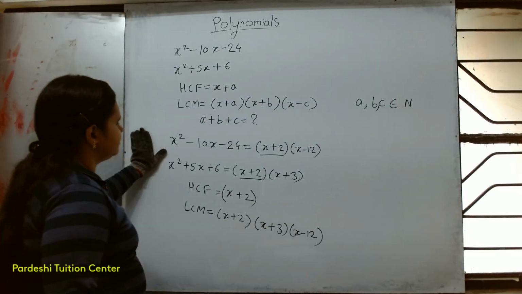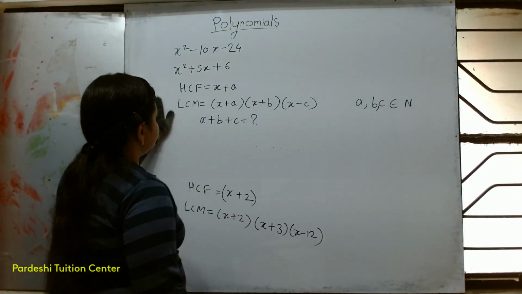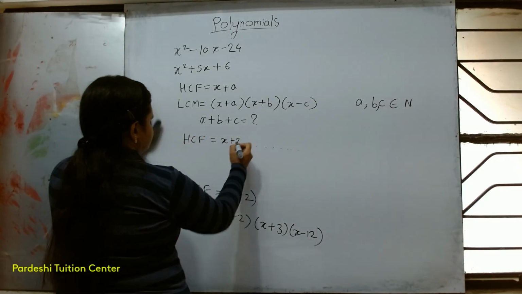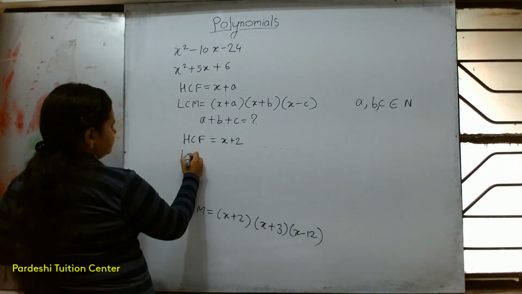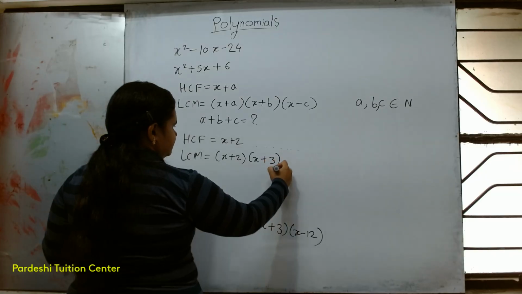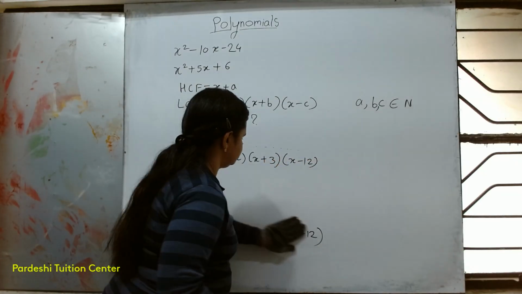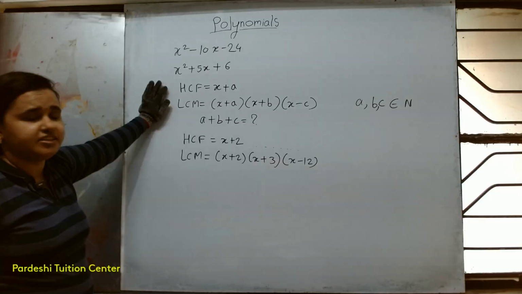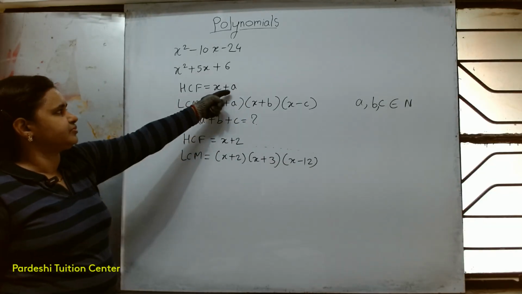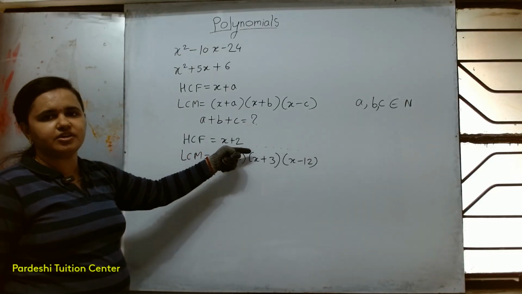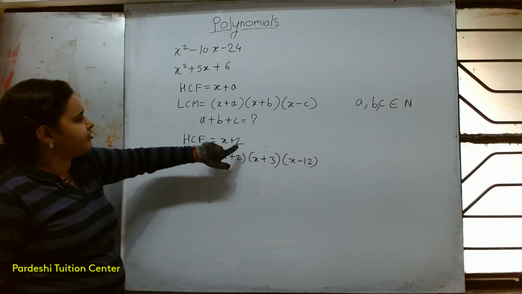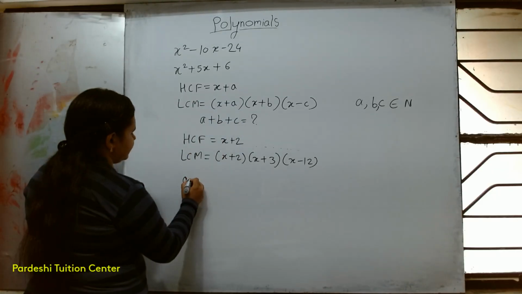Now if I compare this, I write it here, HCF is equal to x plus 2 and LCM we have calculated as x plus 2, x plus 3 and x minus 12. Now in the question HCF was given as x plus a. So if we compare this HCF x plus a and here the HCF is coming as x plus 2, the value of a is coming as 2. Okay, a is equal to 2.